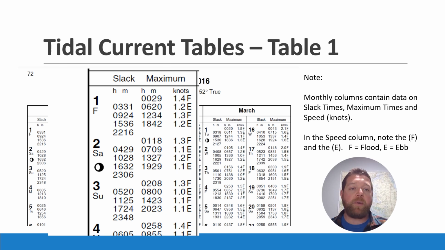So now we have a column. Looking at the first here, we have a column for slack water. That's when the water is not moving. And then we have a column for maximum. That's when it's moving at its fastest. And we can see the maximum has a speed associated to it.